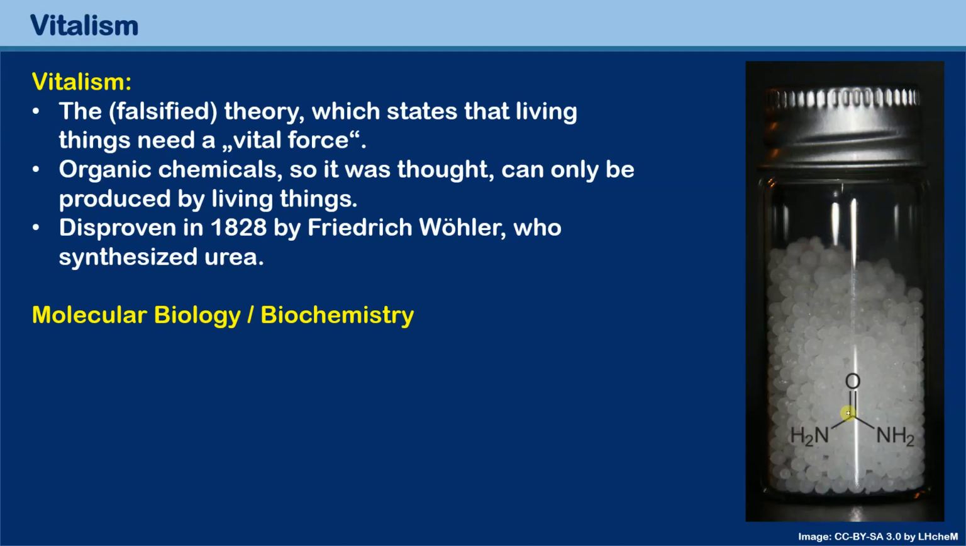Urea is a waste product of mammals. So that's a nitrogen waste product. So it's also synthesized by humans, of course, and excreted through the urine. But it can also be made artificially. So simply by being able to make urea artificially, he was able to falsify or disprove vitalism. One piece of evidence is enough to falsify the whole theory.